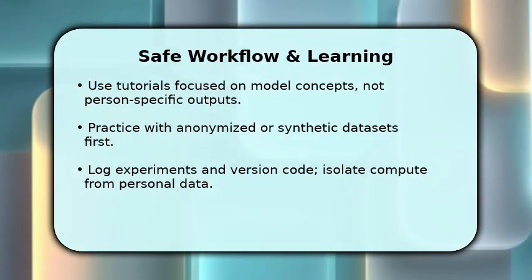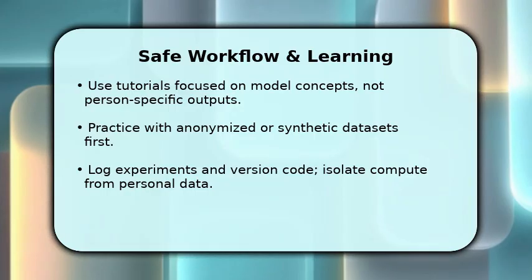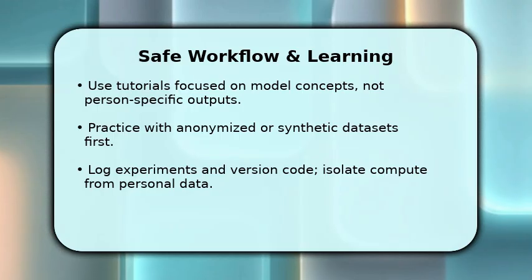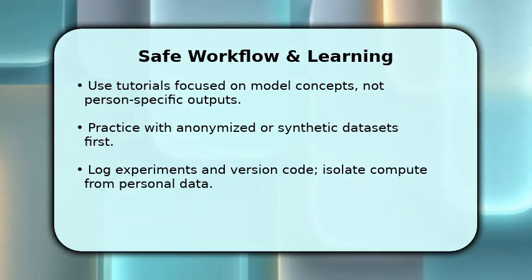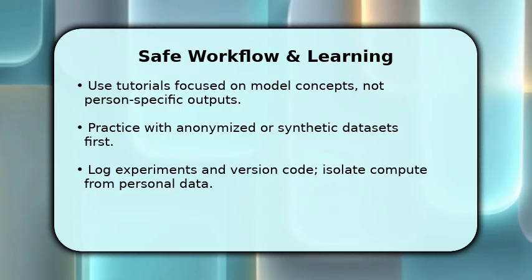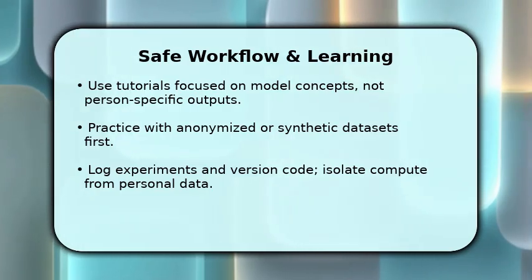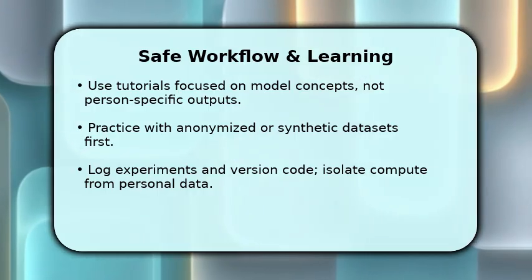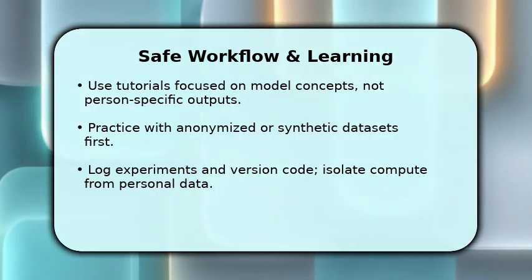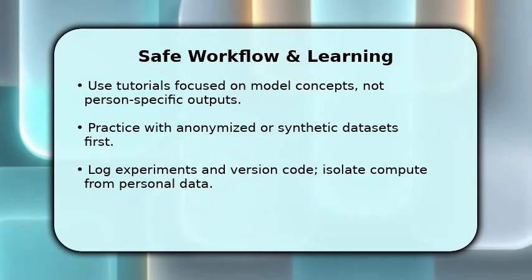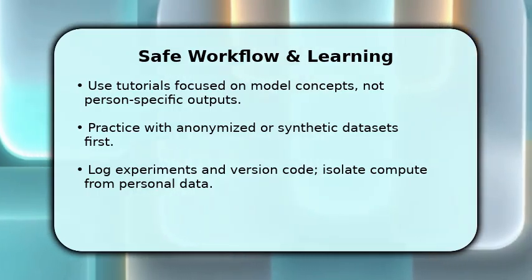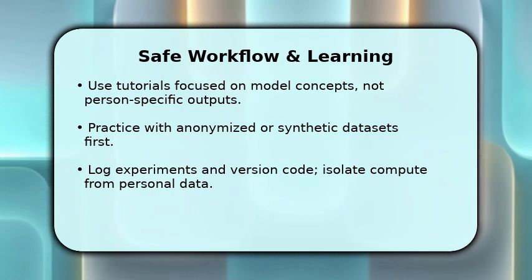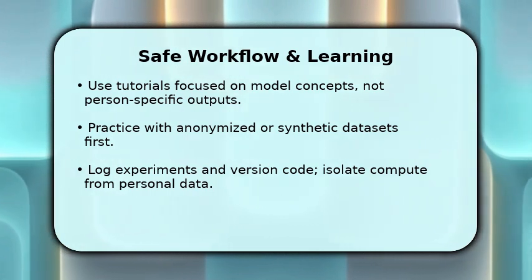Next, build a safe workflow that teaches the how without harming people. Study model architecture, training basics, and evaluation metrics using anonymized or synthetic datasets. Once you understand hyperparameters and checkpoints conceptually, practice reproducible experiments in separate Colab notebooks with version control. Make sure to isolate computation from any personal data and to document every step so you can audit results later. This approach deepens skills while minimizing ethical risks and makes troubleshooting easier.